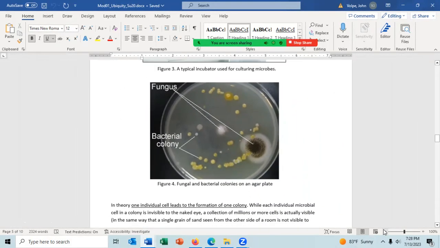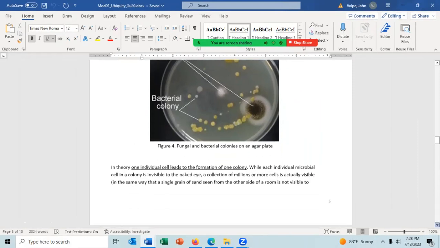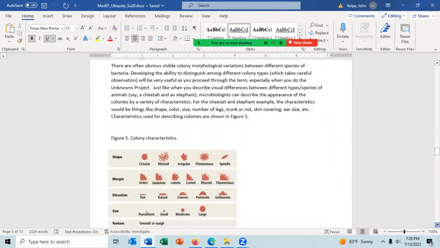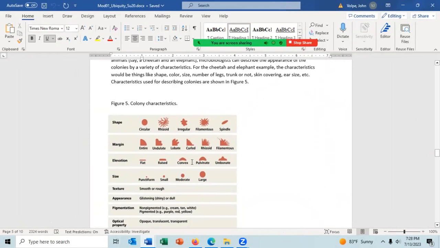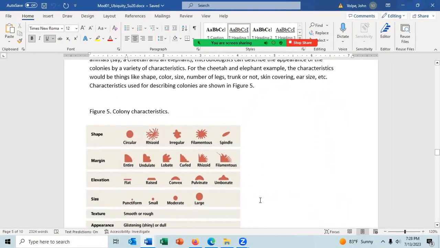We can make other characteristics on the colonies. Let's go to the table of that. Colony characteristics. They have a different shape. There are circular colonies, rhizoid colonies, irregular colonies, filamentous colonies, and spindle-shaped colonies. The margin is the edge of the colony. We have an entire margin, which would be something like in a circular colony. We have the edge, which is undulate or lobate or curled. And I'll never ask you, is this colony margin undulate, lobate, or curled? I'll also never ask you, is this colony margin rhizoid or filamentous?